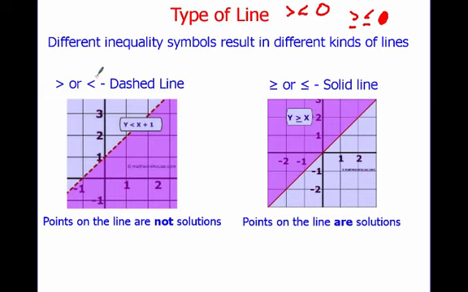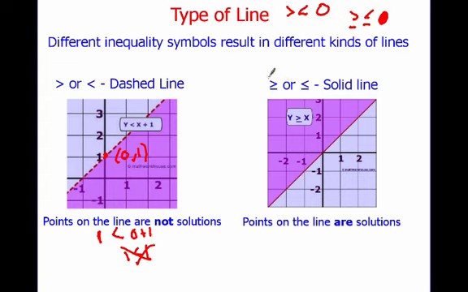So if I have a greater than symbol or a less than symbol, it's going to result in a dashed line. All right? And that's because the points that are on the line are not solutions to the inequality. We can think of an example of this. This point right here is 0, 1. And the inequality is y is less than x plus 1. Well, if we try that, 1 is less than x, which is 0, plus 1, and this says 1 is less than 1. Well, this isn't true, so that point is not part of the solution. So that's what a dashed line means.